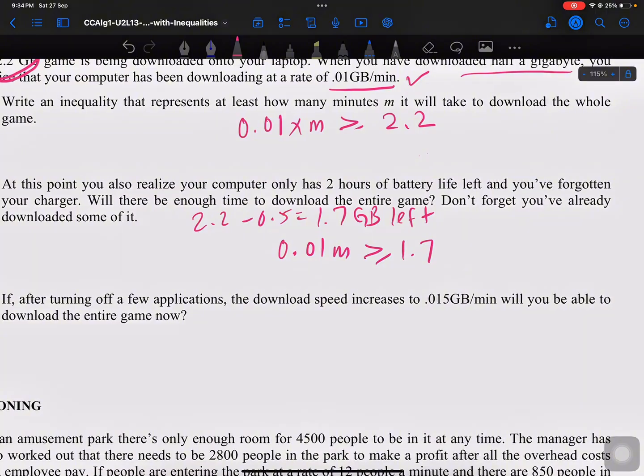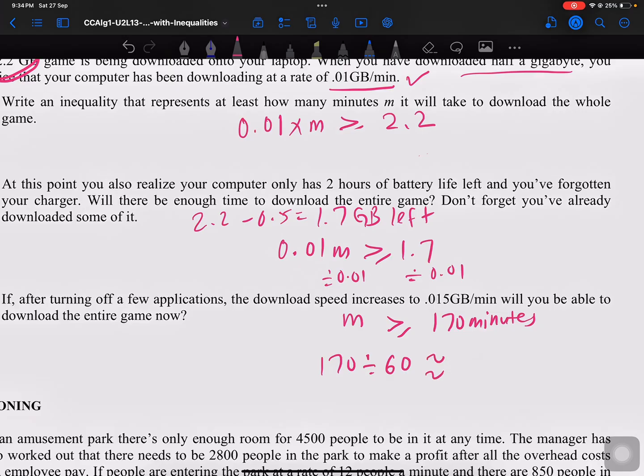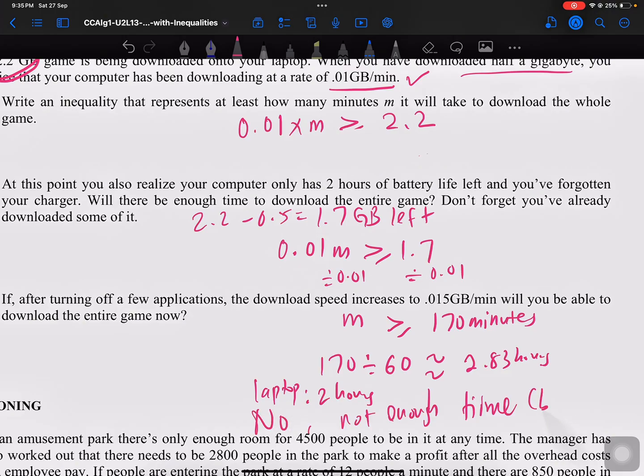So I divide 0.01 both sides by using multiplicative property of equality. So m equals 170. Divide 170 by 60, it is approximately 2.83 hours. But the laptop only has 2 hours. So no for B, not enough battery time.